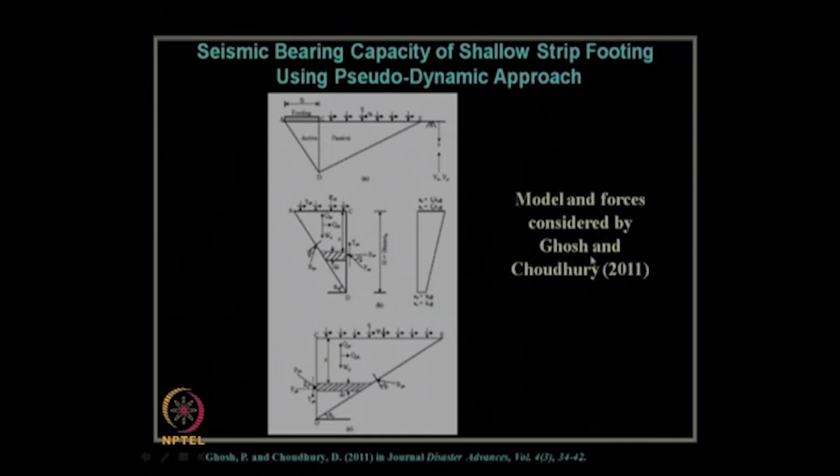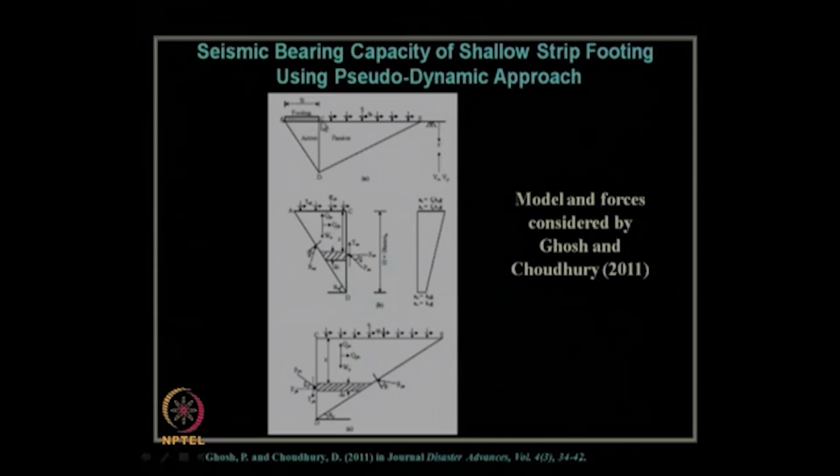This is Professor Priyanka Ghosh from IIT Kanpur, who worked along with me. We are collaborators, and our work has been published in this journal. You can get details here: P. Ghosh and D. Choudhury 2011, in the journal Disaster Advances. This is the volume number and page number.